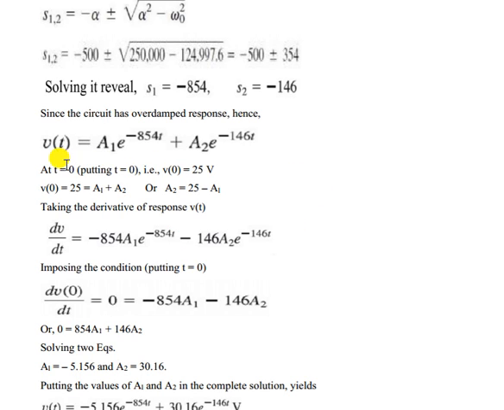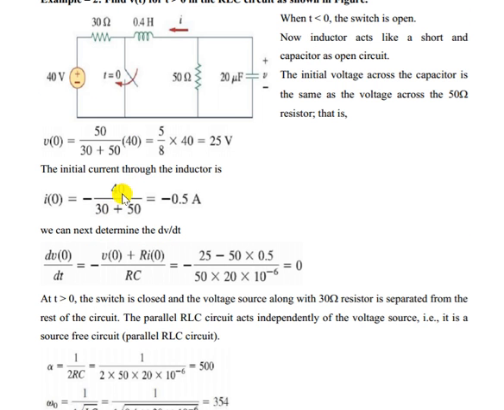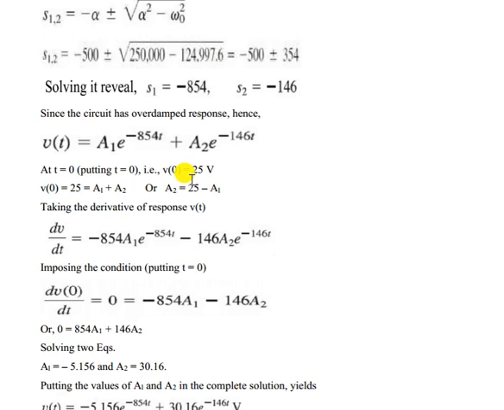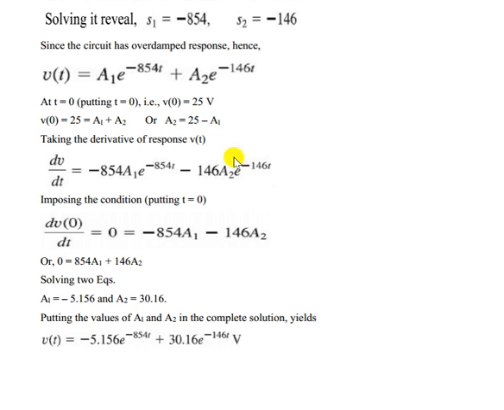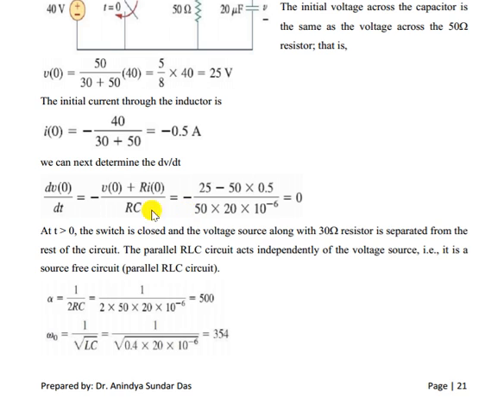Now we can write the expression of the overdamped response, A1 e to the power minus S1t plus A2 e to the power minus S2t, by putting these two values. Now we have to put t equal to 0 here. Then we get the equation A1 plus A2 equal to 25, because V0 is 25. Okay. Now we have to take the derivative of this expression, where we put dv0 dt equal to 0, because this dv0 dt we got as 0 here.